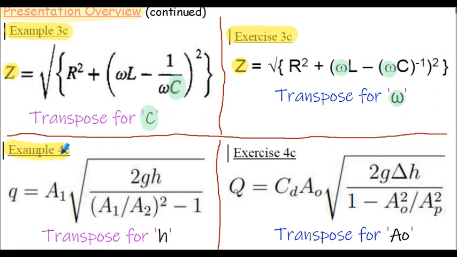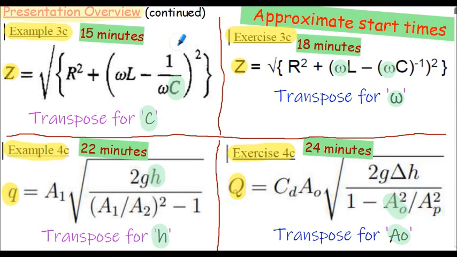Example 4, an equation in terms of Q. We're asked to transpose the equation for a variable h, height, and exercise 4, a slightly different equation but still in terms of Q, capital Q this time. And now we've got to transpose for area A0, shown here in the formula. And again, here are the approximate start times related to these various examples and exercises, but these times are rounded to the nearest minute.